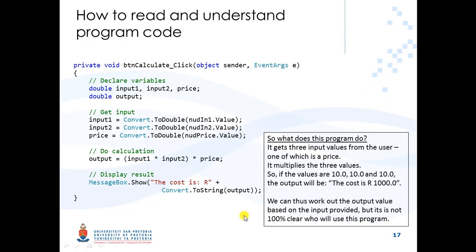So what does this program do? It's still not completely clear. We know that it takes 3 input values, one of which is a price, but we don't know what the other 2 input values are. And then it calculates a cost, which we can gather from the output string here. It calculates a cost by multiplying the 2 input values, firstly with each other and then with price. So although we can say what the output will be, we still don't know what the purpose of the program is.